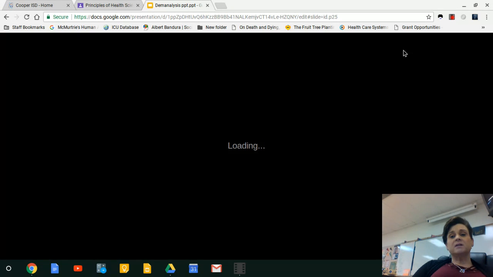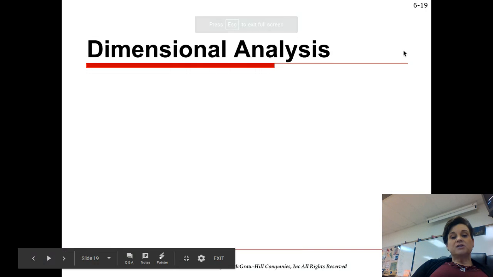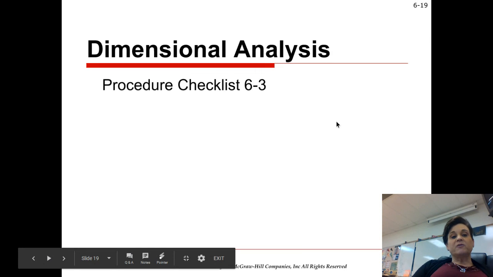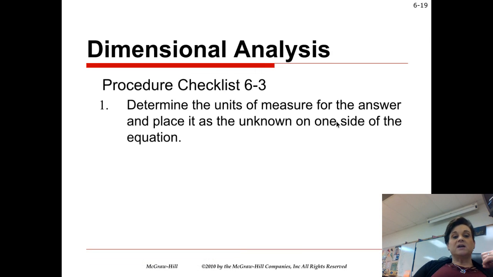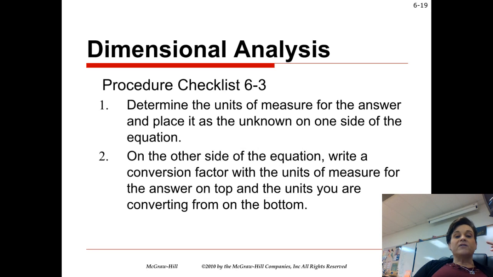All right, so I'm going to click on the presenter and hopefully it won't take too long to pull up. With dimensional analysis, this is the preferred form that we use. It determines units of measure for the answer and places it in the unknown on one side of the equation. Now, on the other side of the equation is your conversion factor and your units of measure.